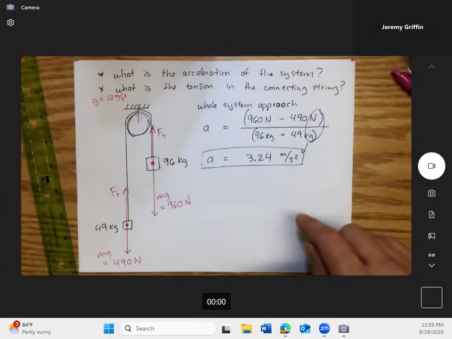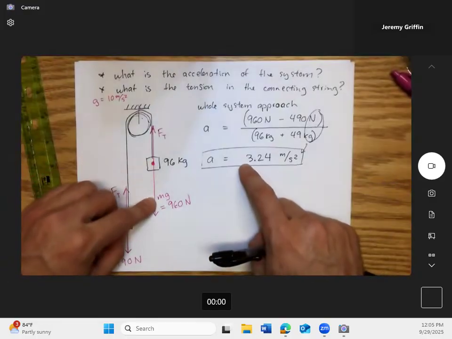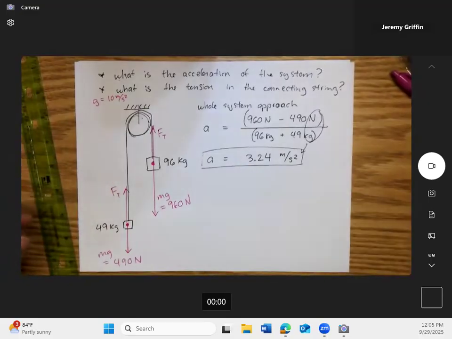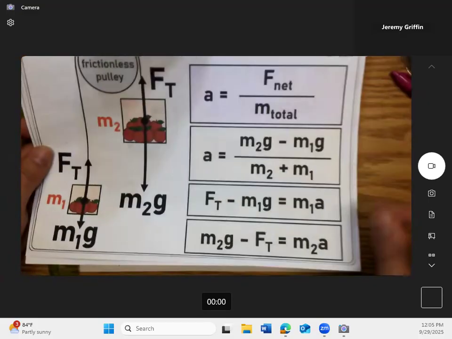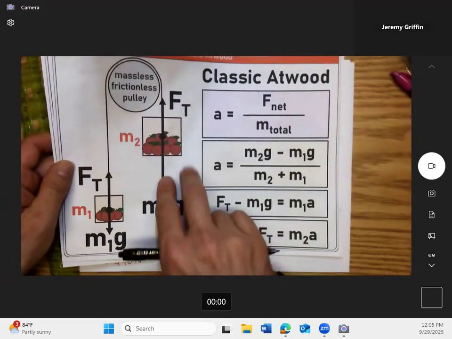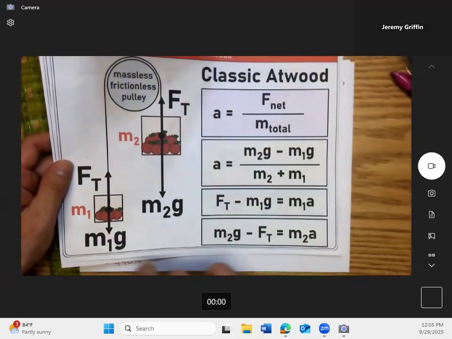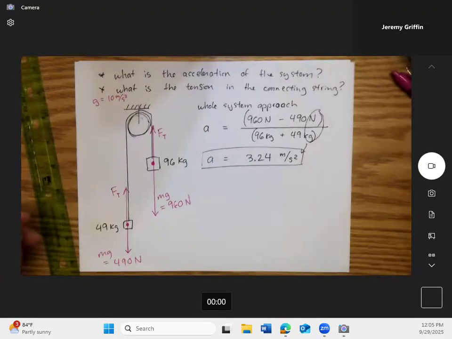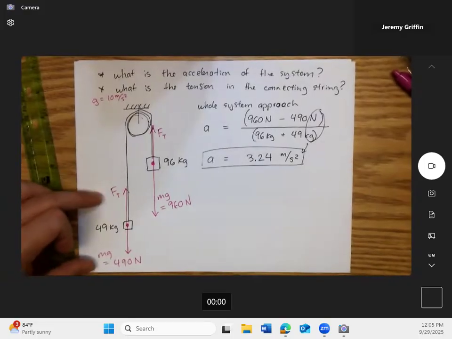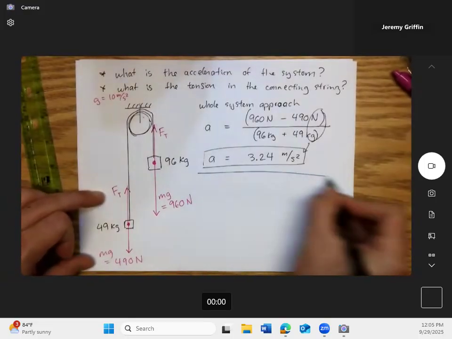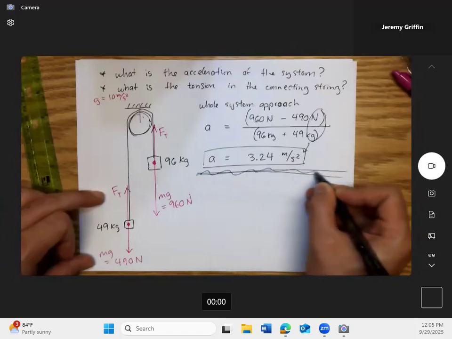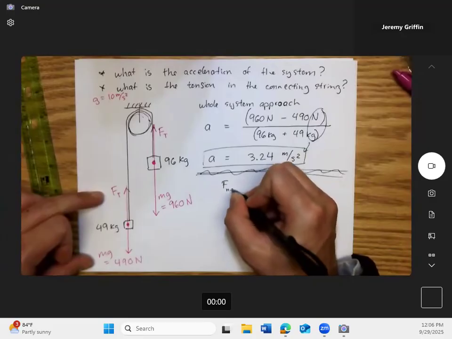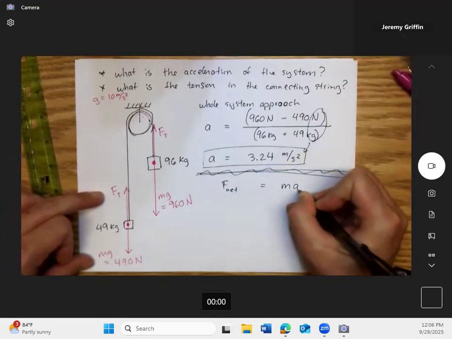Now that we have the acceleration, this is the downward acceleration of the large block. It's also the upward acceleration of the small block. They're tied together. Now we can get the tension in the string by focusing on either this block or this block. We can set up one equation or the other; you don't have to do both in this case. I'm going to focus on the small block and set up another F equals ma: F net equals mass times acceleration.